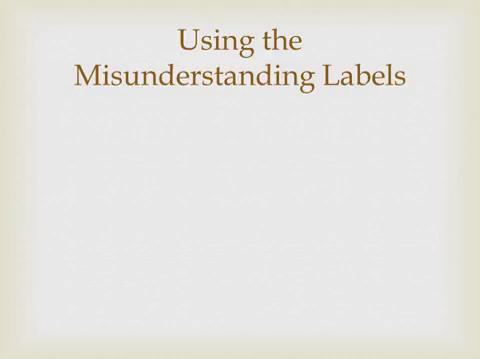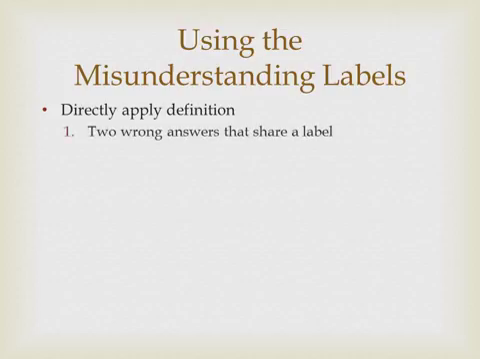Once we have these misunderstanding labels, we use them to identify misunderstandings in students in two phases. First, we directly apply the definition, where if a student has two wrong answers that share a label, the student has that misunderstanding. Then we use propagation, where three conditions need to be met.